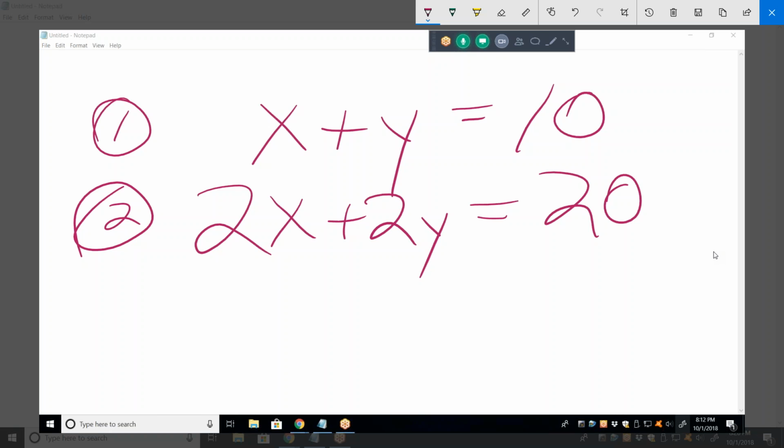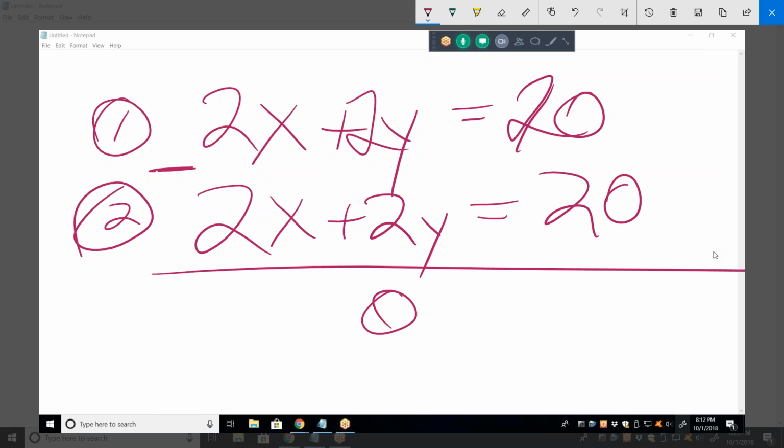Okay. Well, let's try to solve this. I'm allowed to multiply the top equation by 2. And now I'm allowed to subtract. So I get 0 equals 0. Whenever you get one number equals the same number, that is an infinite number of solutions.